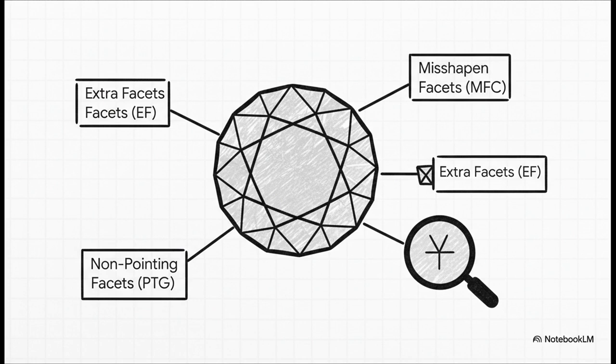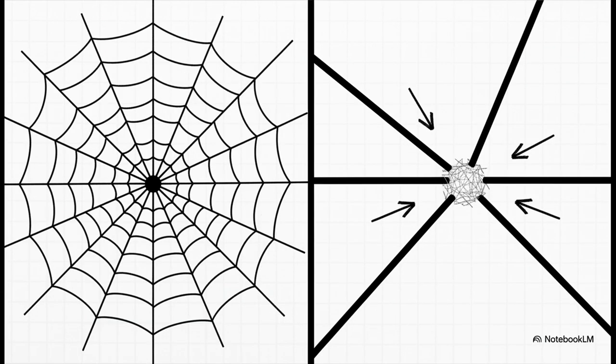You can also run into other things like extra facets a cutter might add to polish away a little blemish, or even missing facets that just were never cut. Then there are non-pointing facets, or PTG. This one is all about precision.